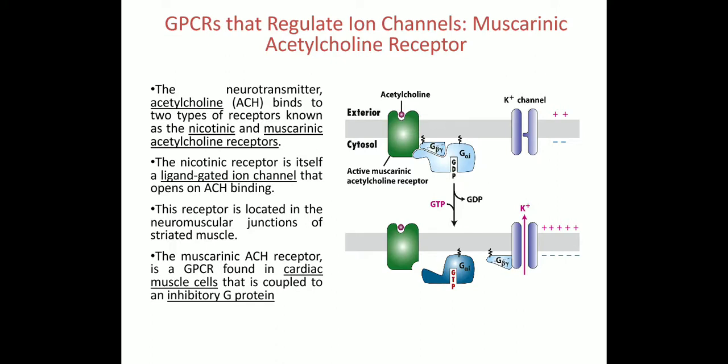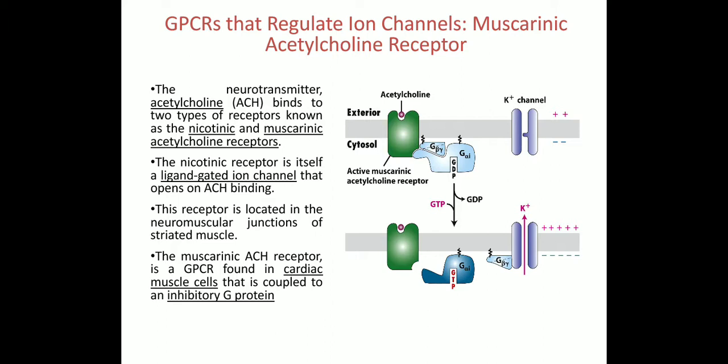GPCRs that regulate ion channels are the muscarinic acetylcholine receptors. Neurotransmitter ion channel receptors include some types of glutamate and serotonin receptors, as well as nicotinic acetylcholine receptors, which are found in the nerve-muscle synapses.